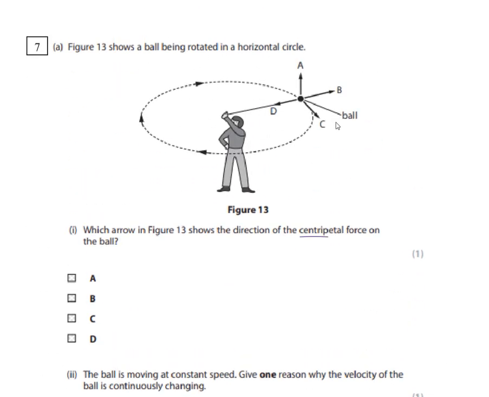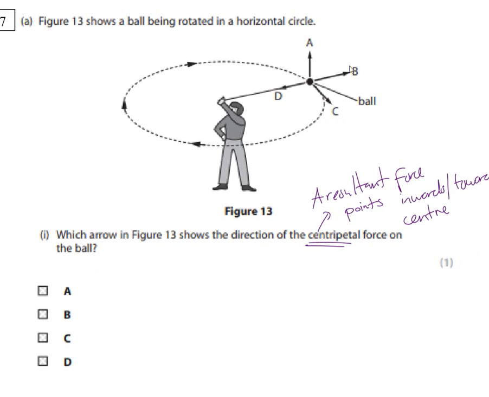Now this is the centripetal force. If we don't know what it is, it is a resultant force. It points inwards towards the center. It is the thing that prevents you from going in a straight line. So the resultant force that prevents you from going in a straight line. Therefore, the answer is going to be D in this case.